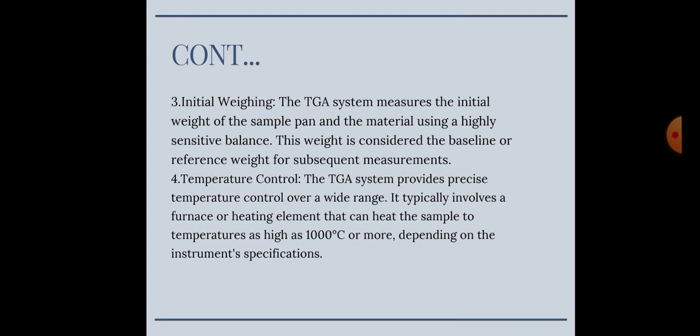Initial weighing. The TGA system measures the initial weight of the sample pan and the material using a highly sensitive balance. This weight is considered the baseline or reference weight for subsequent measurements. Temperature control. The TGA system provides precise temperature control over a wide range. It typically involves a furnace or heating element that can heat the sample to temperatures as high as 1000 degrees Celsius or more, depending on the instrument specifications.